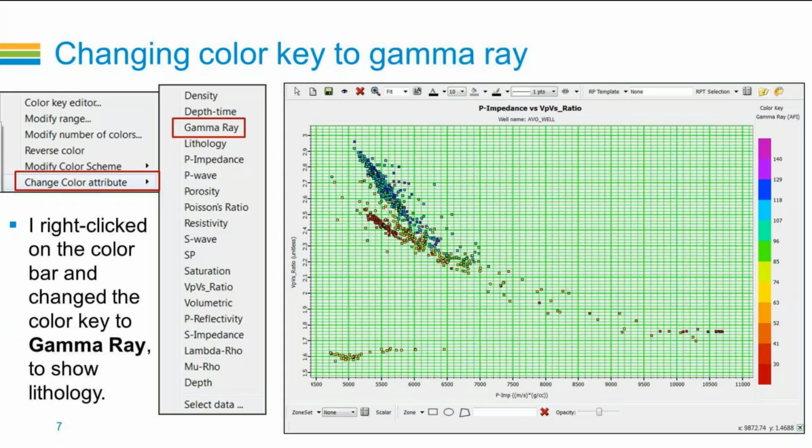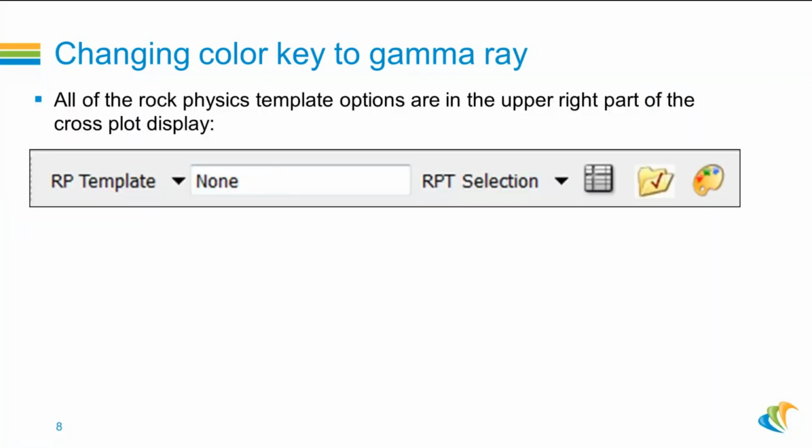The other thing is, do we really want depth as our color scheme? In this case, no. I don't want to use depth. So I've changed the color attribute. I've gone to change color attribute by right-clicking on the color bar and changed it to gamma ray. And now you can see more clearly the lithology indicated on this plot. So for example, you can see that the gas sand points, which are nicely separated down here with low VP/VS and low P impedance, are colored yellow, which basically indicates their gamma ray. And if you went back and looked at the gamma ray log, you would see that those corresponded to the gas sands.